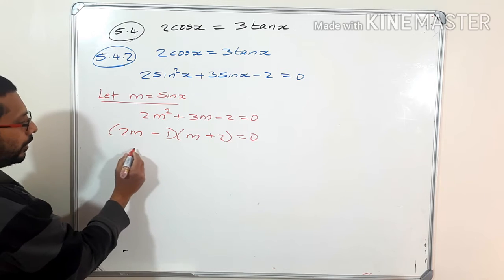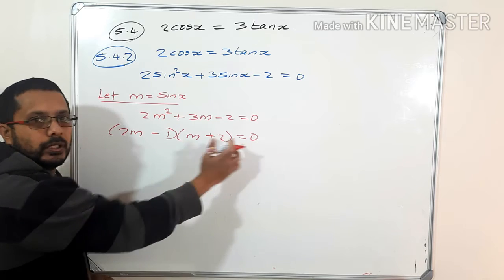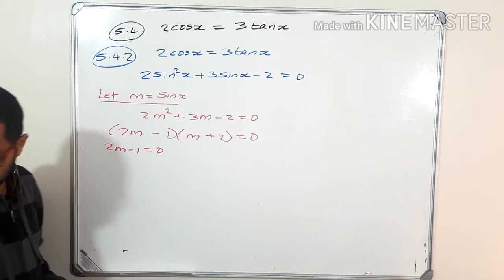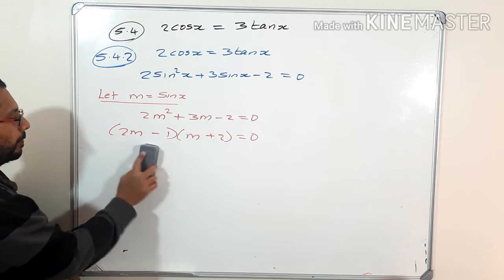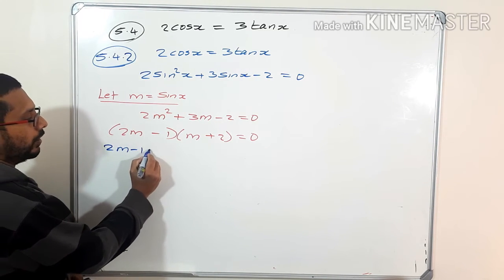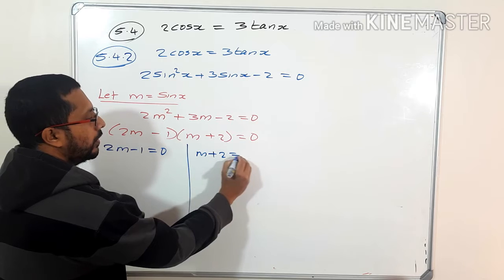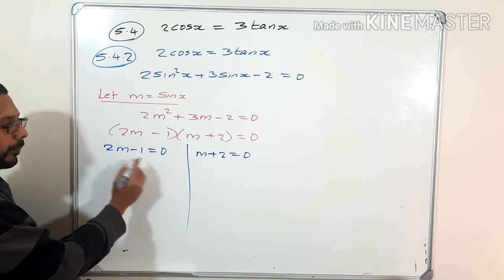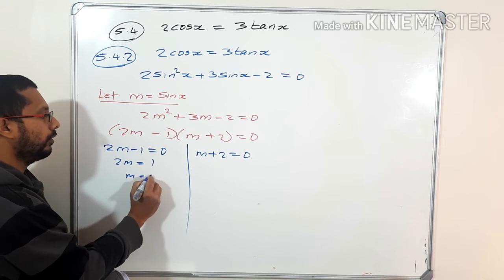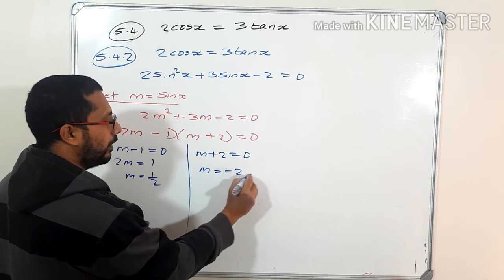So from here, it means that either 2m minus 1 is equal to 0 or m plus 2 is equal to 0. If 2m minus 1 is equal to 0, it means 2m is equal to 1, or m is equal to 1 over 2. And m plus 2 is equal to 0 means m is equal to minus 2.